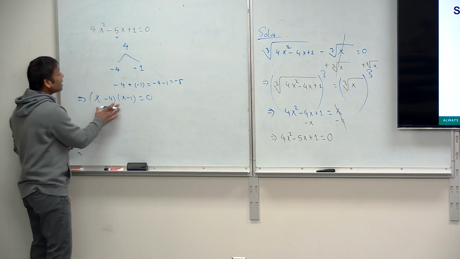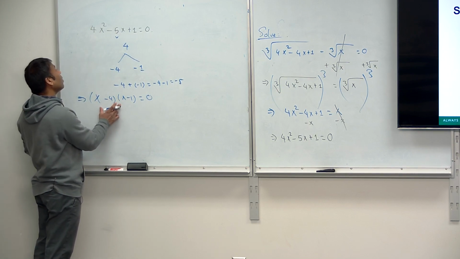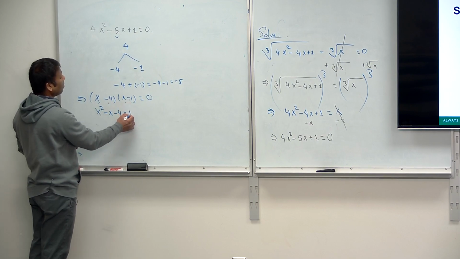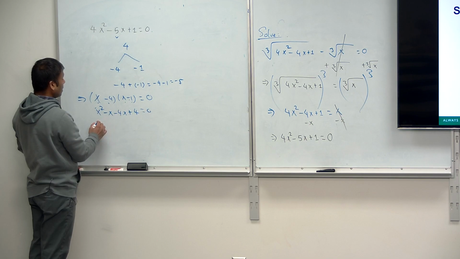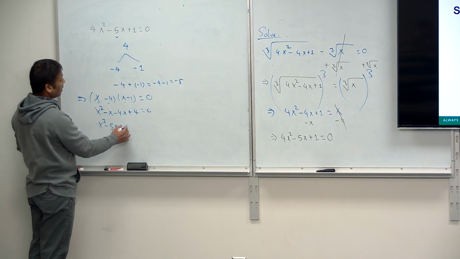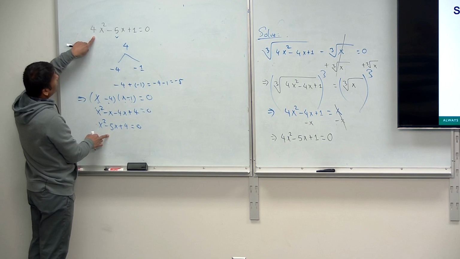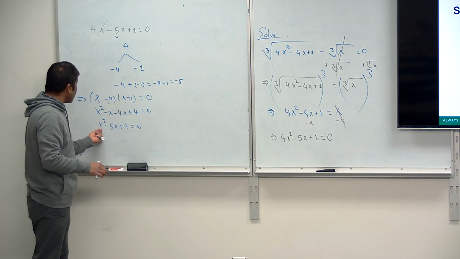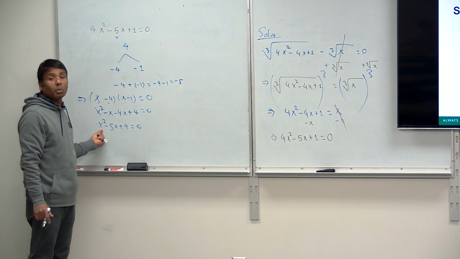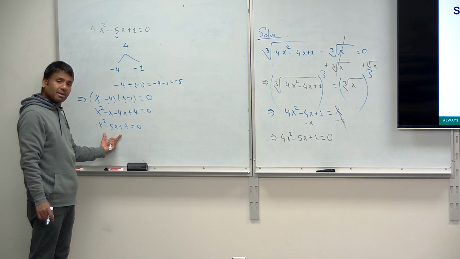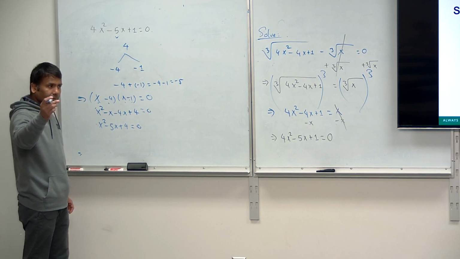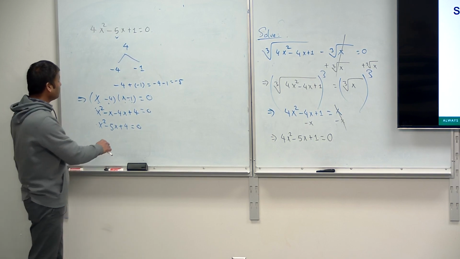Because now look here. If you multiply this, it is not equal to this. Look here, x times x is x squared, x times -1 is -x, -4 times x is -4x, -4 times -1 is positive 4, equal to 0. Now x squared minus 5x plus 4 equal to 0. But this is 4x squared minus 5x plus 1 equal to 0. So you can do this like this if the coefficient of x squared is 1, like if you want to factor this. Did that make sense? Okay.